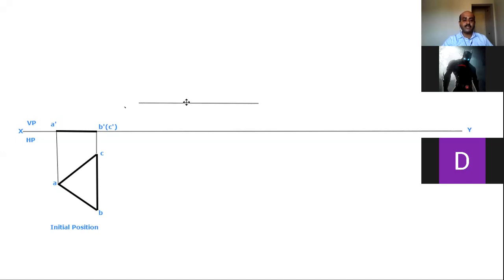Measure 15 millimeters above the XY line. So this distance is 15 for you, 15 millimeters above the XY line. Now on this XY line, mark the point A dash. Anywhere you mark the point A dash. I will just mark it as A dash over here. Point A dash.